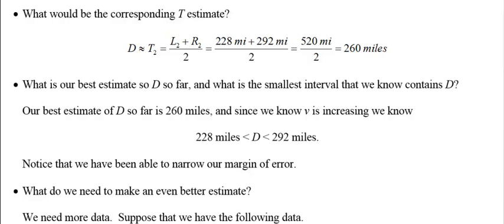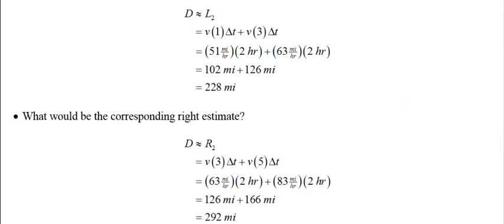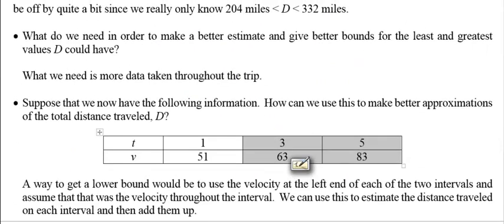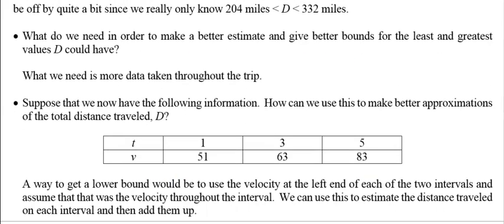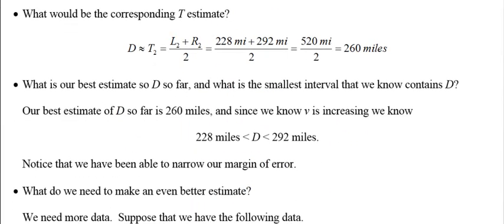So if you remember from before, let's see, what do we have? We had it between 204 and 332 with an estimate of 268. And our 268 estimate has been replaced by 260, and now we know it's between 228 and 292 miles. We've narrowed it down a bit. What will we need to narrow it down even more? Well, we need more data.